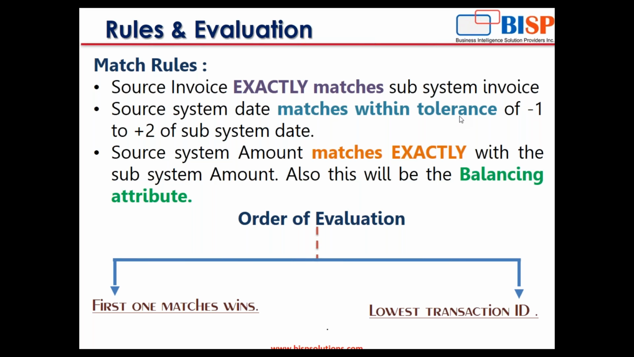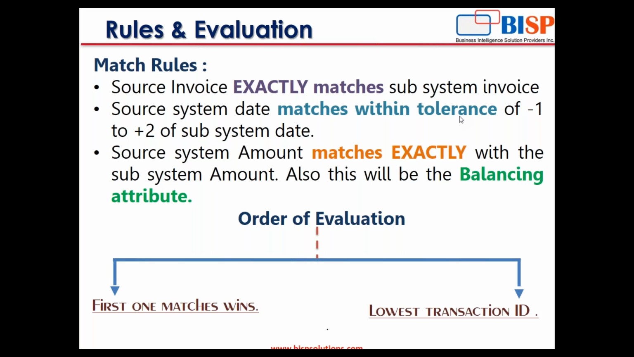So the date is going to match with a tolerance of -1 to +2. That means if my date is 1st of May, the lower limit that has been set is 30th of April, and the higher limit that has been set is 3rd of May. So any date between these two dates is going to match because I have provided a tolerance limit to it.